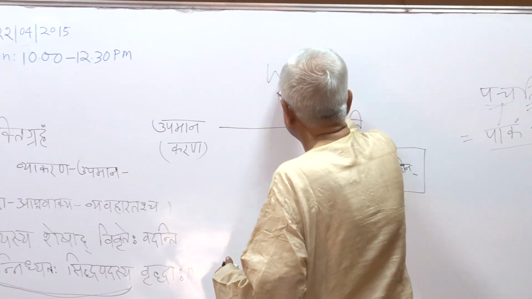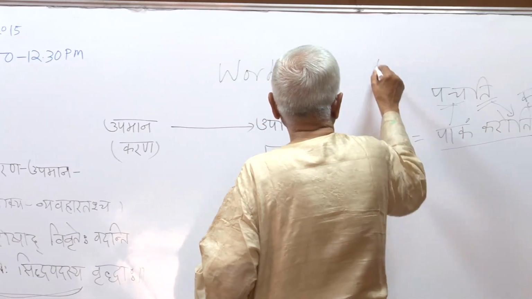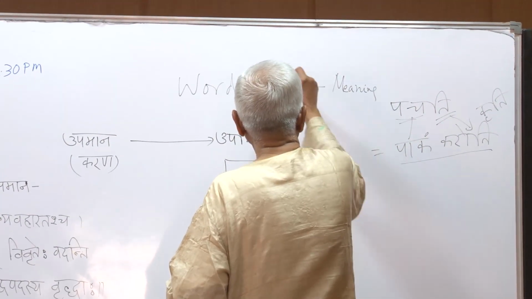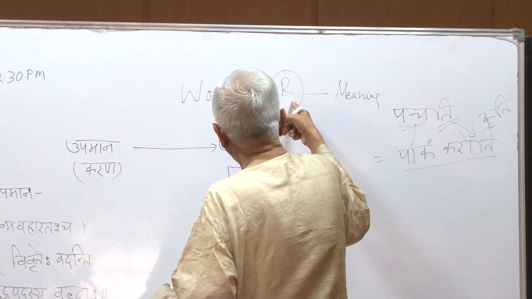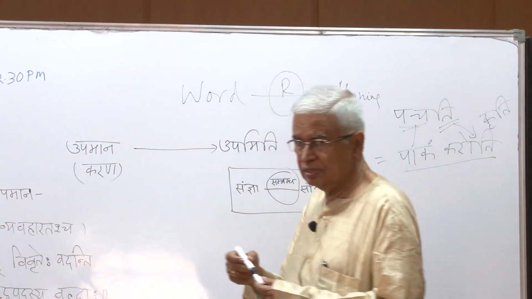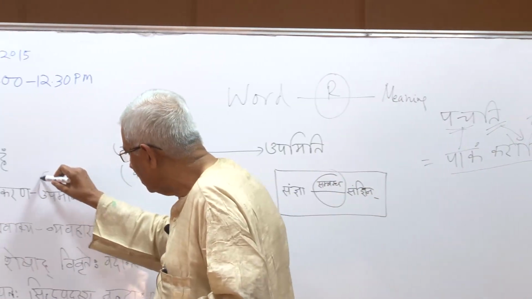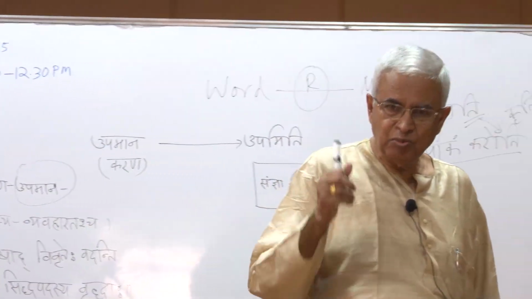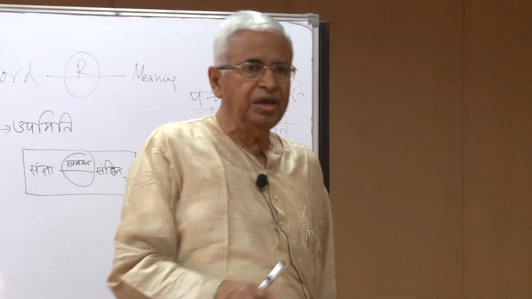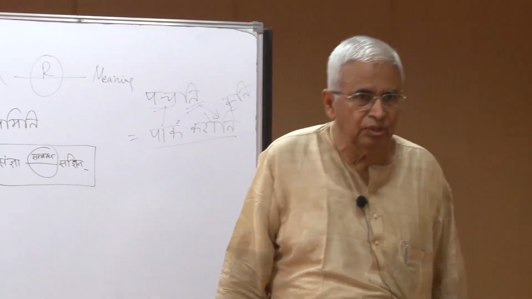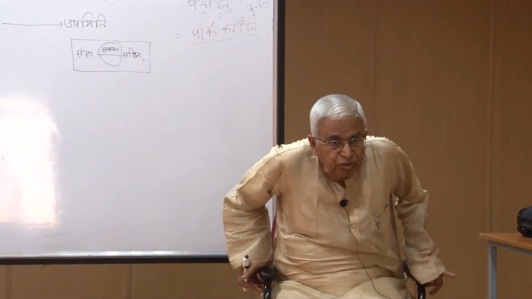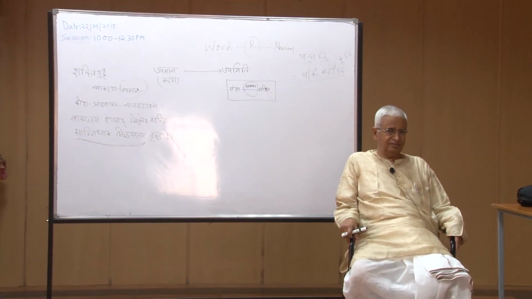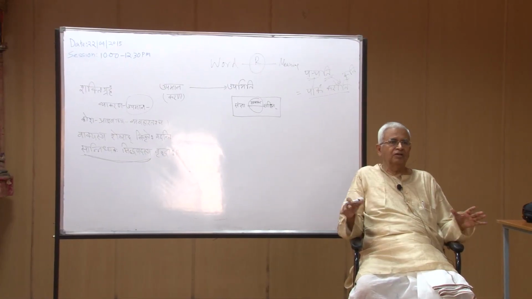So word and meaning, the relationship can be known by many ways. One such way is Upamana. Upamana Pramana is one of the ways to know the relationship between word and its meaning. Is it clear? That is Upamana Pramana, that's all.